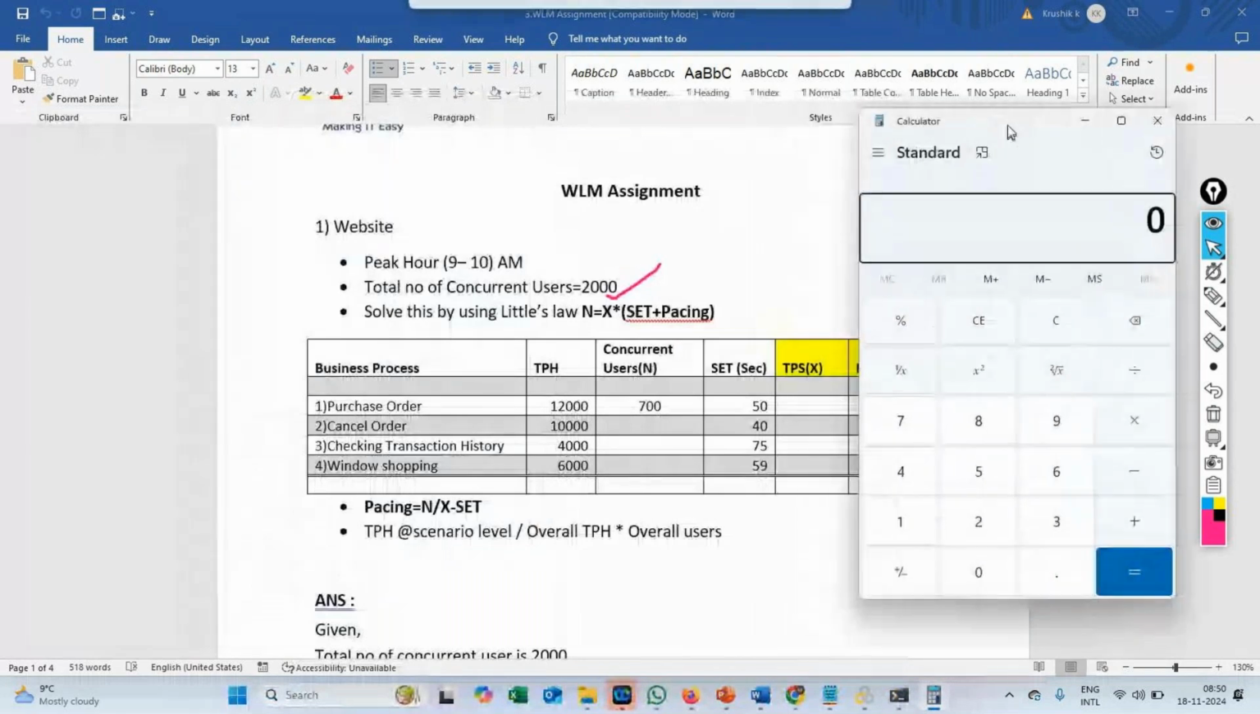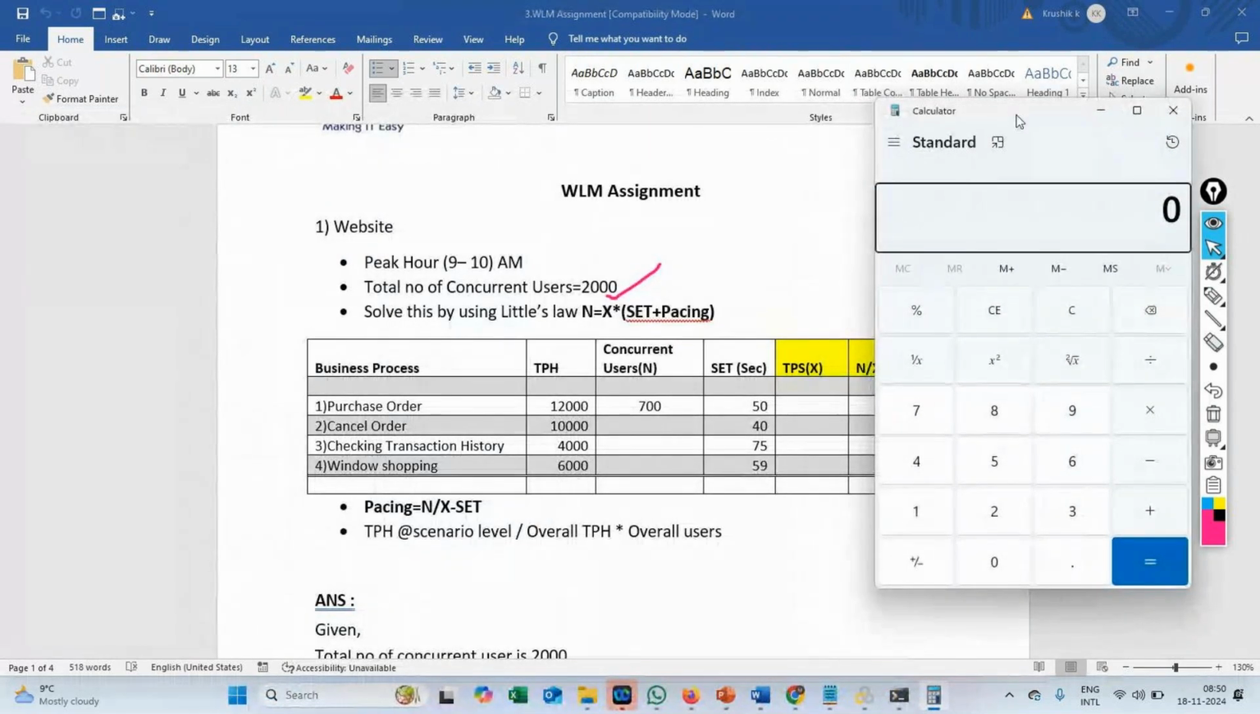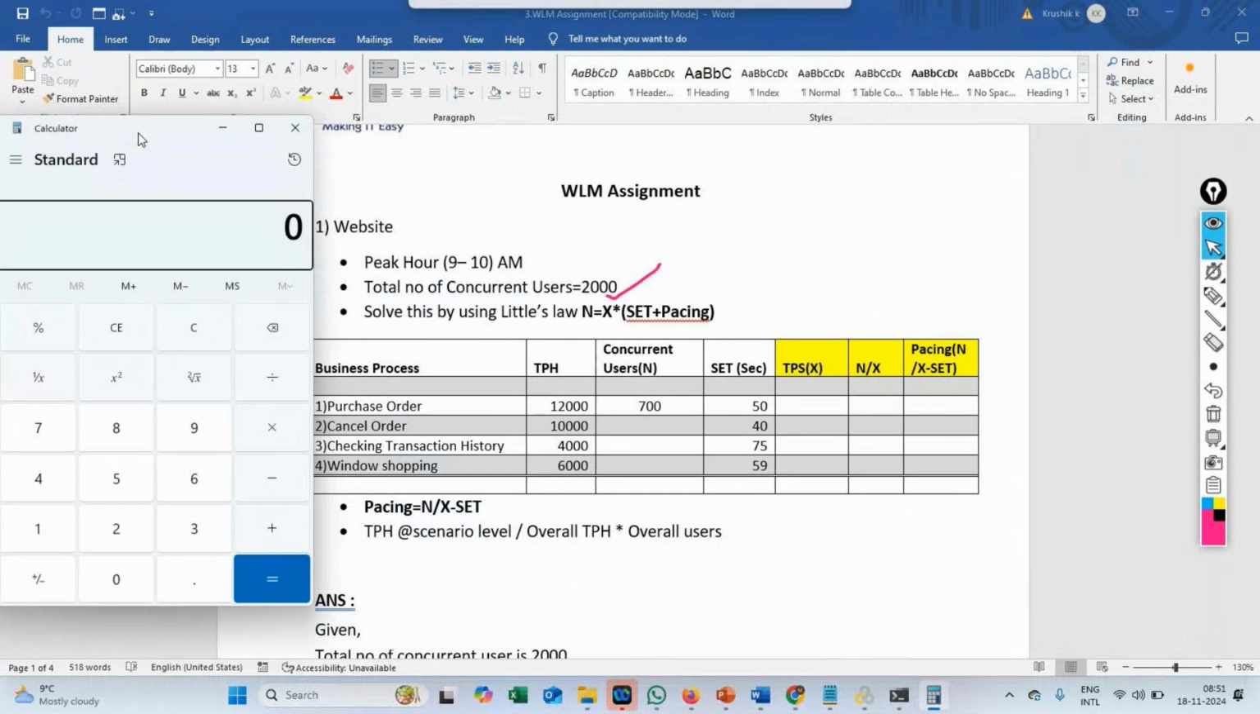So here, what is TPH for purchase order? 12,000, correct? 12,000 divided by 3,600, because the input given to us is transactions per hour. I'm just trying to convert it into transactions per second.